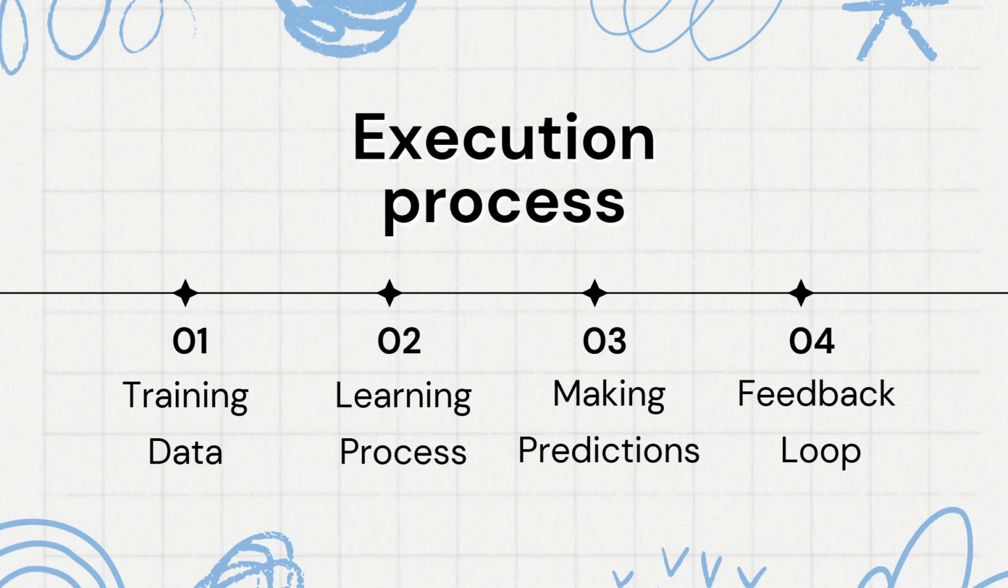Now let's move on to the next step, which is the learning process. The supervised learning algorithm analyzes the training data and learns the relationship between the input and the output. This learning process involves finding patterns or rules that map the inputs to the correct output.